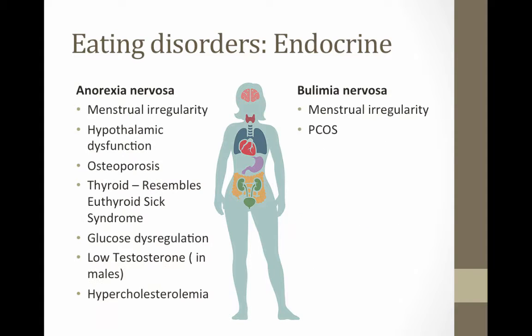Endocrine issues tend to be more severe in anorexia as they suffer from the consequences of severely low weight, which can lead to dysregulation of a number of hormonal systems. Interestingly, those with bulimia seem to be at increased risk for polycystic ovarian syndrome for reasons that are poorly understood.